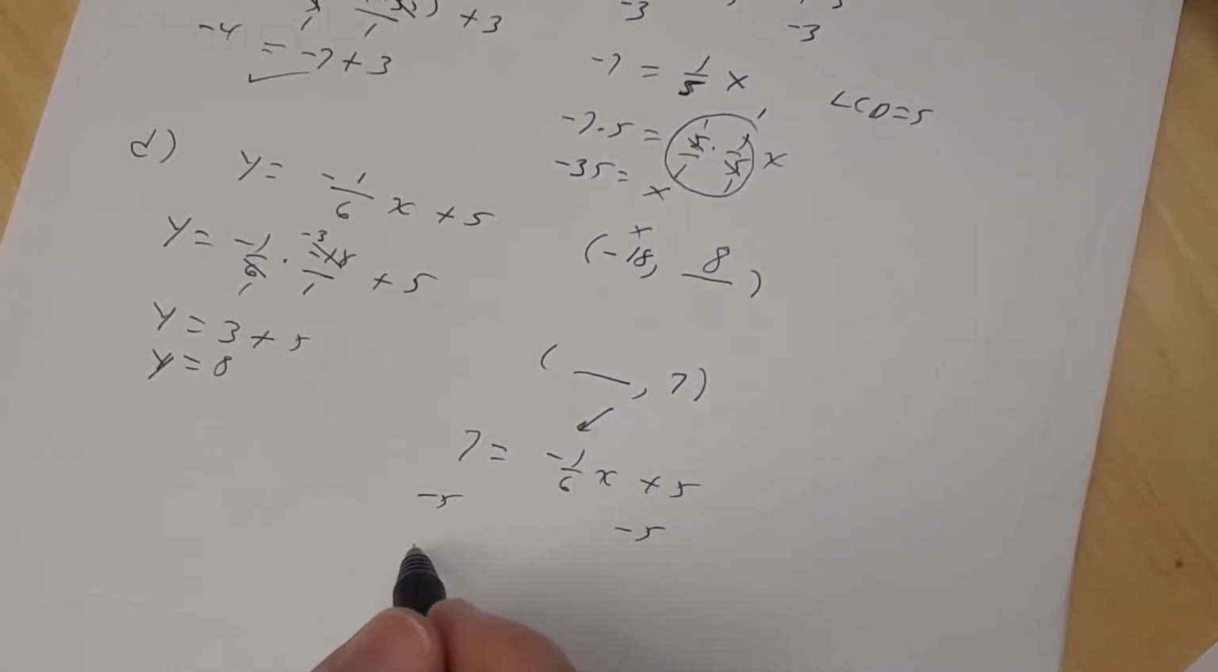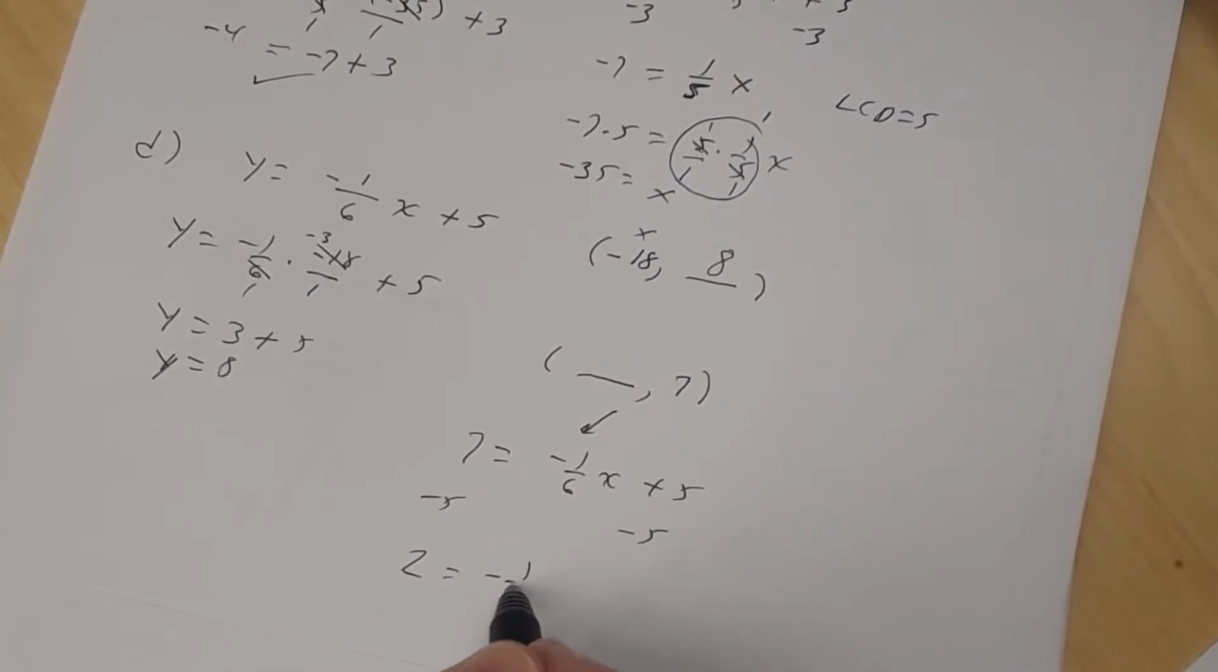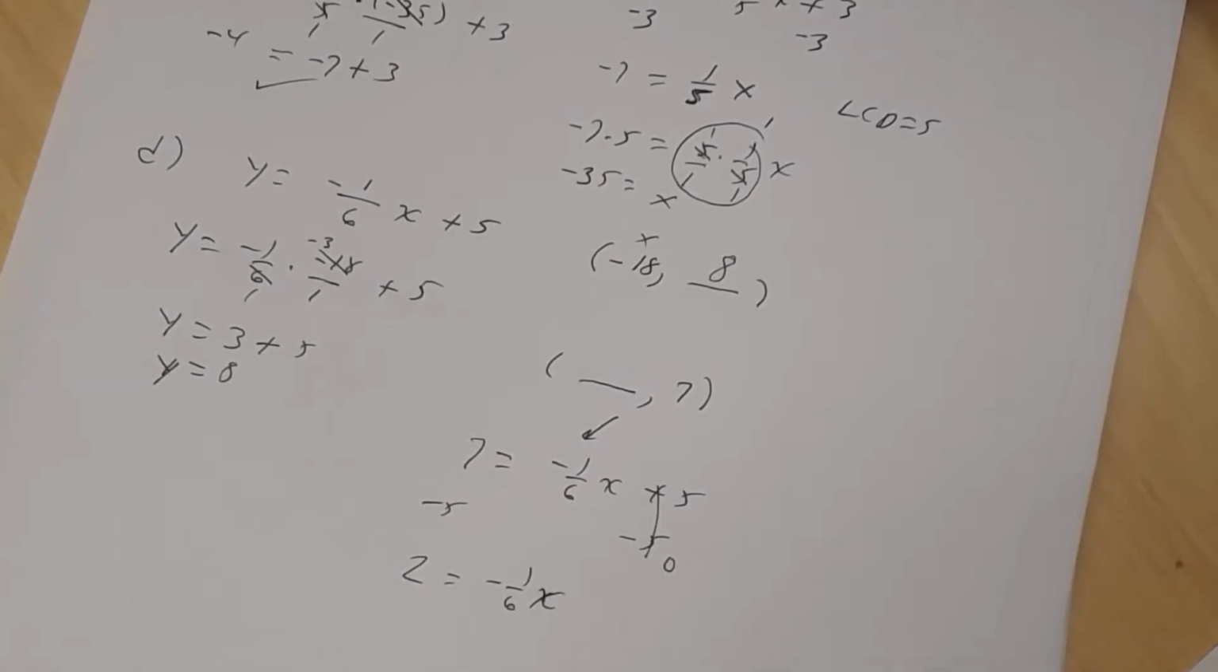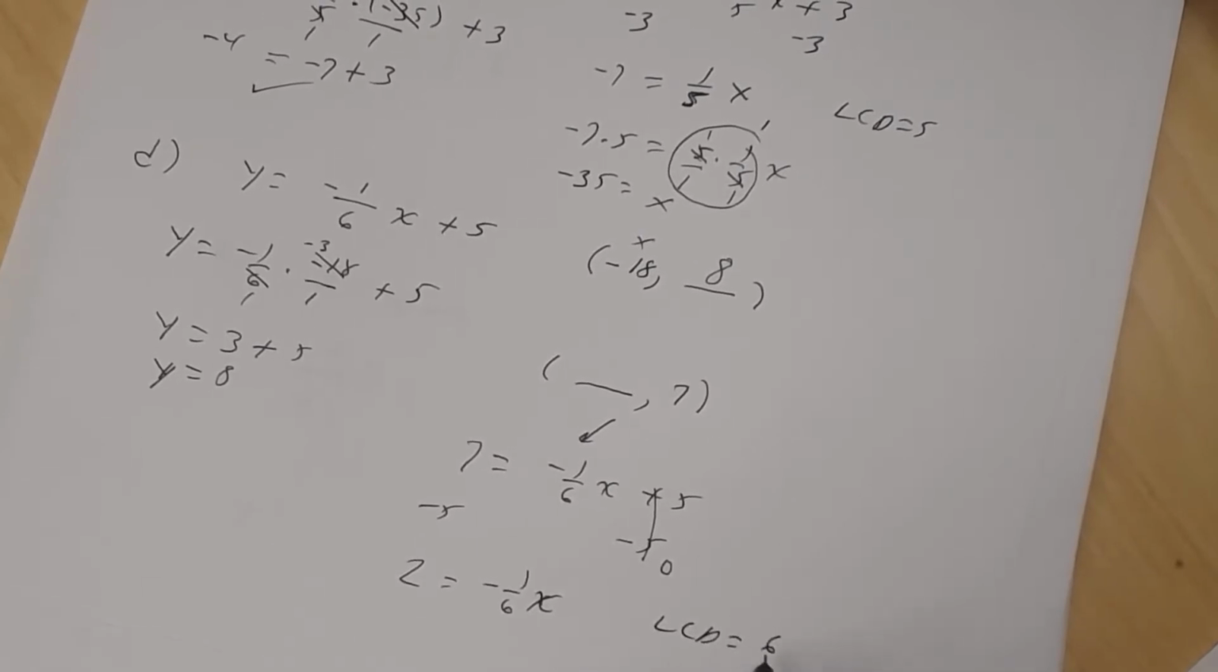So 7 subtract 5 is 2. So I get 2 equals negative 1/6 x, because this right here is 0. 5 and negative 5 is 0. All right, and then let's just go ahead and find the LCD here. So the LCD is 6. So I'm going to multiply both sides by 6.